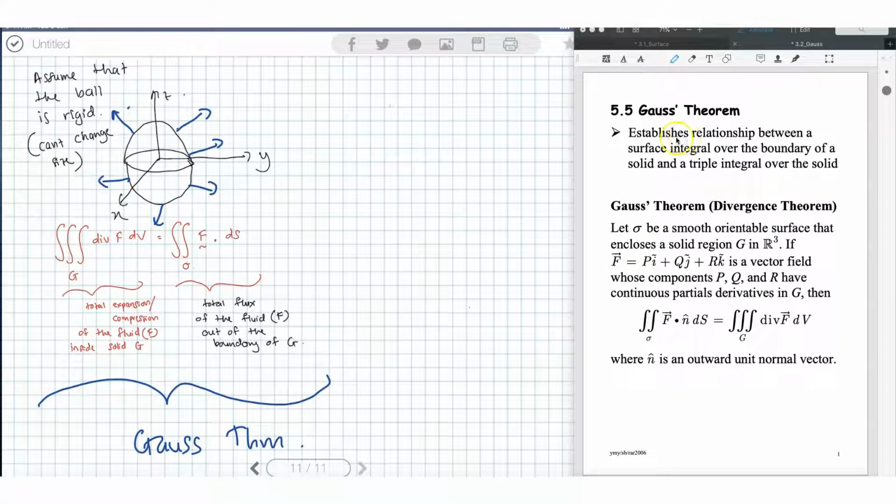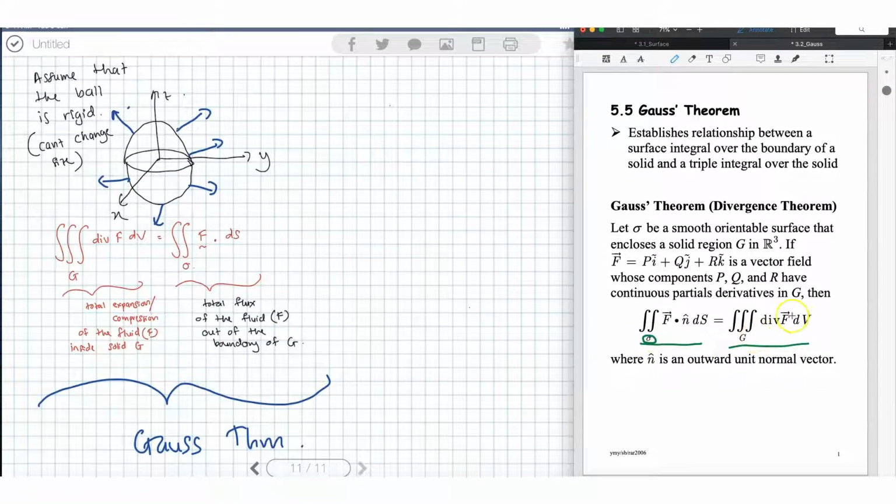So the Gauss theorem is a theorem which establishes the relationship between a surface integral, this one is a surface integral, and a triple integral. For the surface integral over the surface sigma, the surface sigma becomes the boundary of the solid.